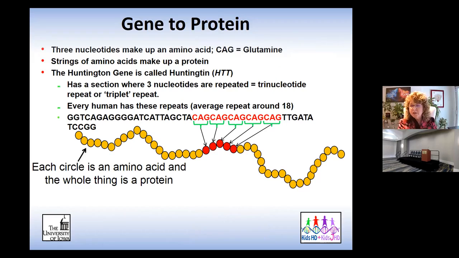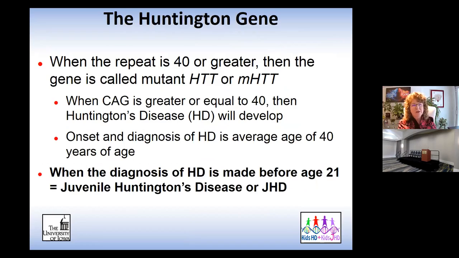So the Huntington gene is called Huntington. We refer to it as HTT, so you'll hear that a lot. HTT is just shorthand for the Huntington gene. And it's normal in many genes, and it's normal in the Huntington gene to have repeats, so that there's a little bit of a word stutter where you have CAG, CAG, CAG. Every human has these repeats. It's normal to have them. And on average for humans, it's around 18. So this is just a representation of what a protein and those amino acids are.